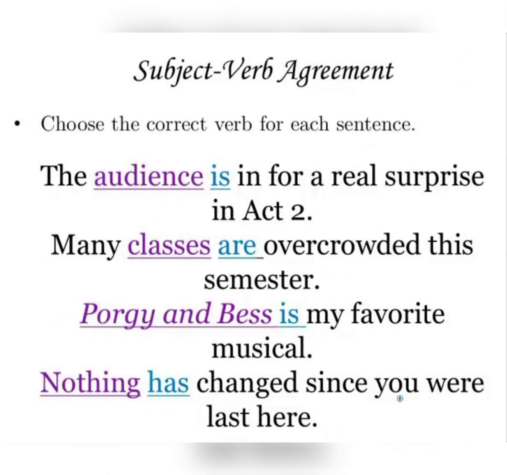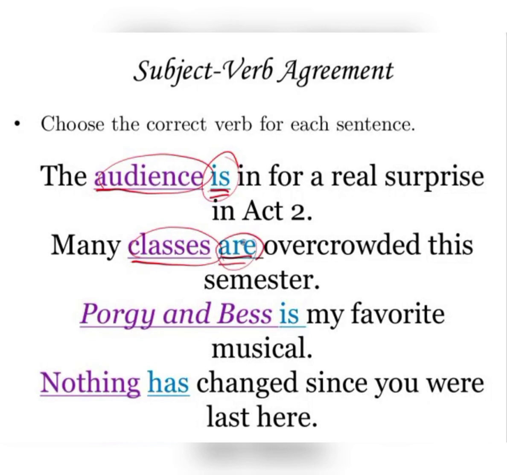And here we are. The audience is in for a real surprise in Act 2. Audience is a collective noun, a group noun. It refers to a group of people, but they're acting as a unit, so the audience is in for a real surprise. Many classes are overcrowded. Well, class is another collective noun, but you're talking about multiple collective nouns, multiple classes. So you use the plural verb are.